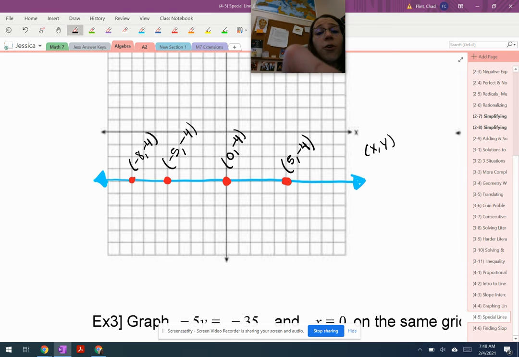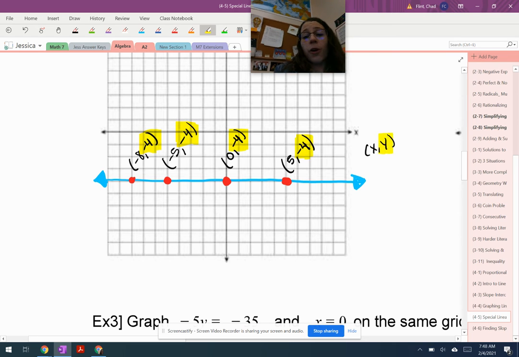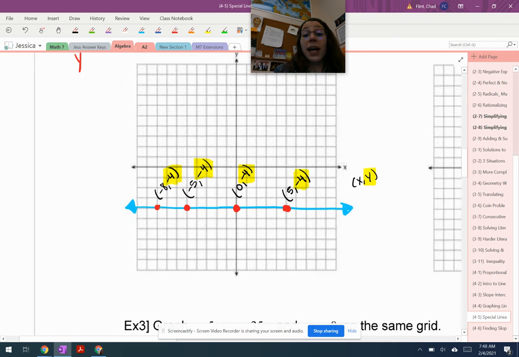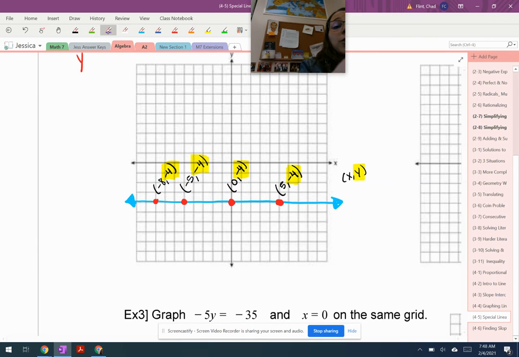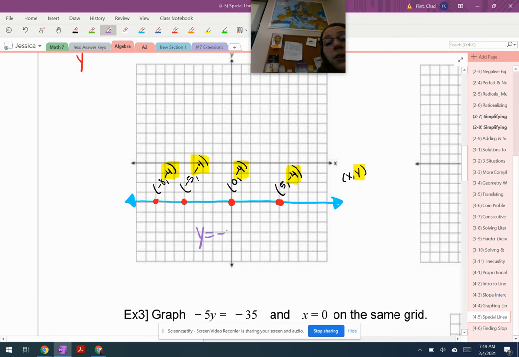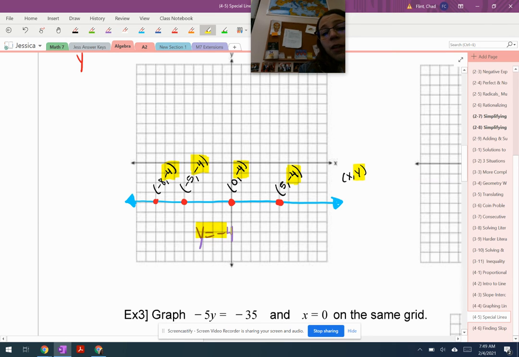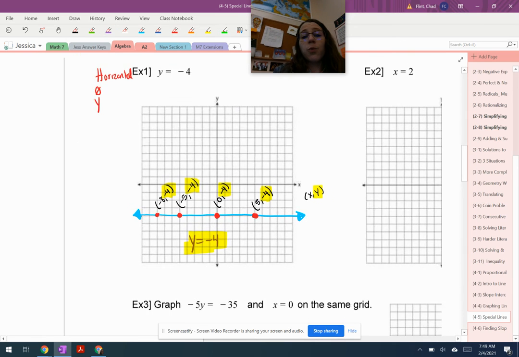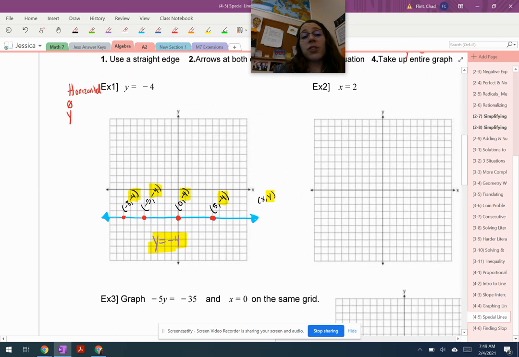You can see, or hopefully you can see, that each one of those y values is -4, which makes sense because it's the equation y equals -4. That's where that comes from. That's why that makes sense, that the equation says y equals -4, because every single point on that line has a y value of -4. Boom.